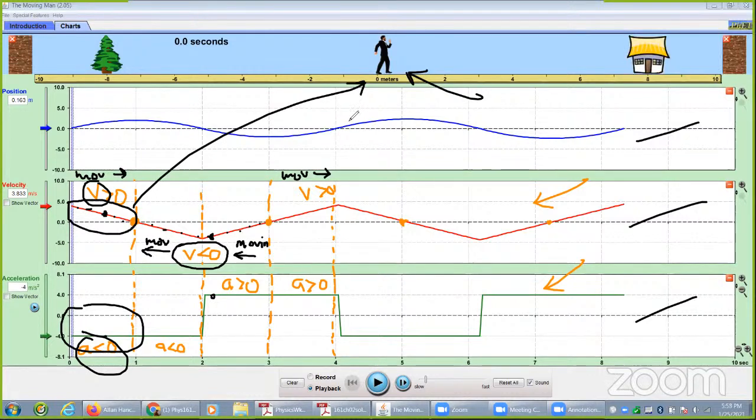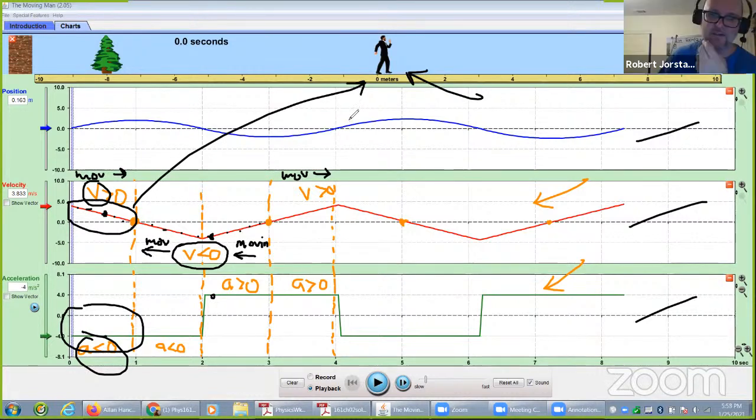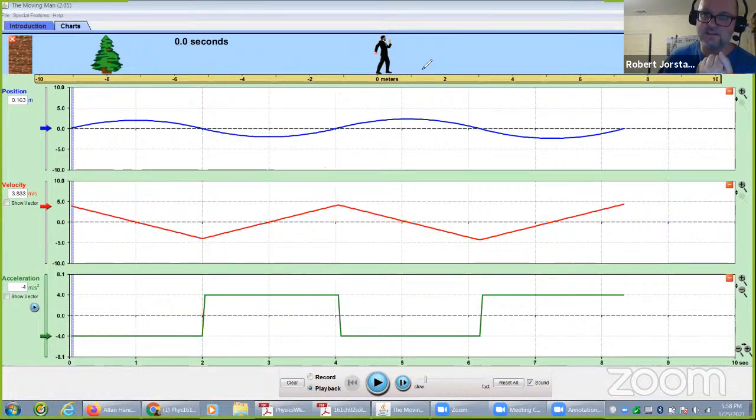That's how you know it's accelerating to the left. Just afterwards, when he turns around, he starts speeding up. Well, velocity is negative, and we see acceleration is also negative. That implies he should speed up. So let's just look at that. This is getting so messy. Let's do this again. Ready?